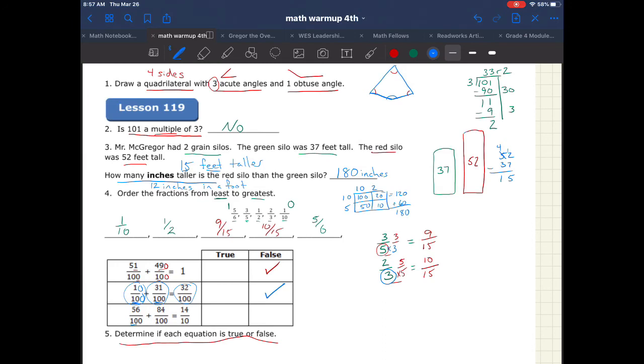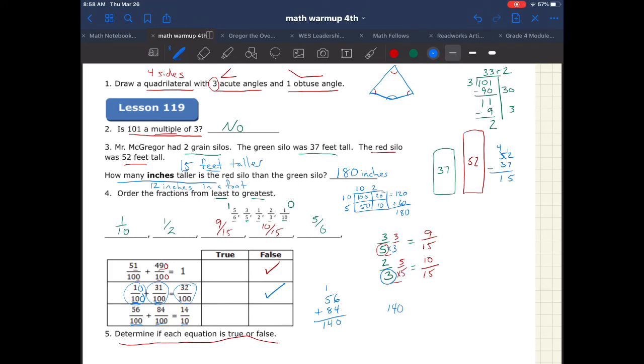This one, at least they're both hundreds, 56/100 and 84/100, but then our answer is tenths, and we might be tempted to say false. But we should go ahead and add these up and see what we get. So 56 and 84/100. 6 and 4 is 10. 8, 9, that's 14. So this is 140.